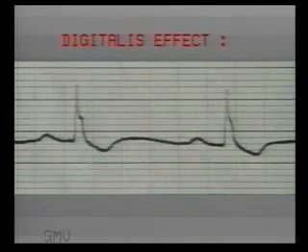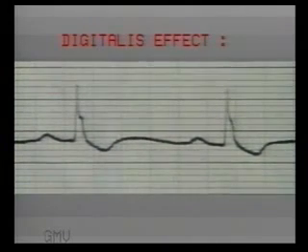This is another ECG with a rate of 58 per minute. Note the prolonged PR interval to 6 small squares and ST segment depression like a mirror image of a correction mark. This is digitalis toxicity causing bradycardia.